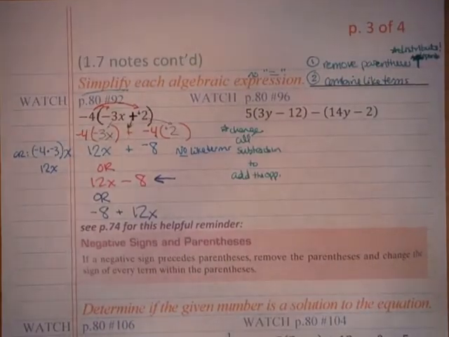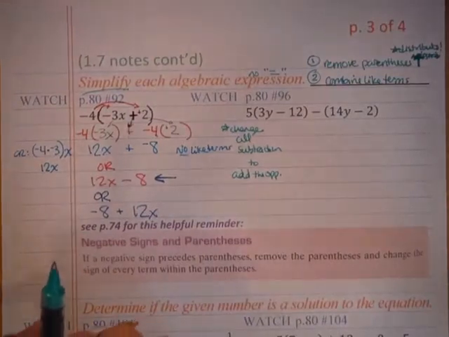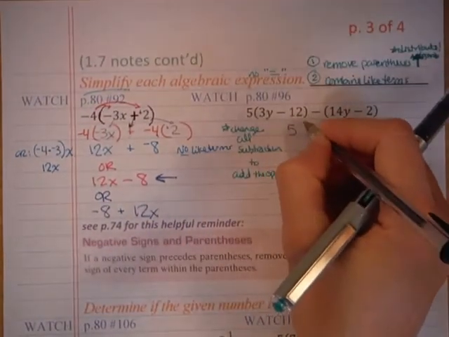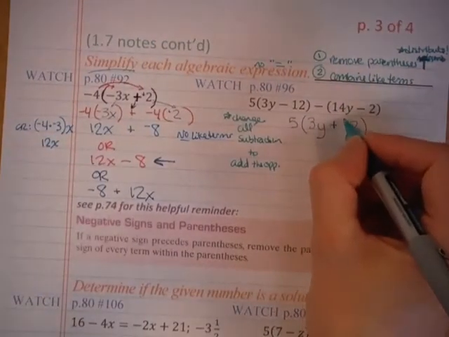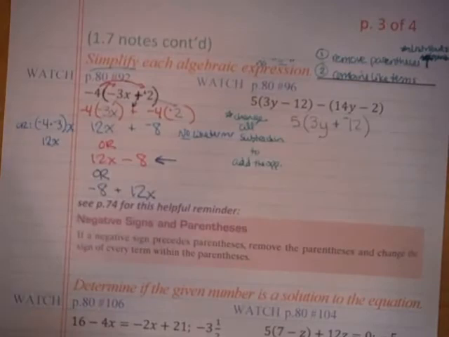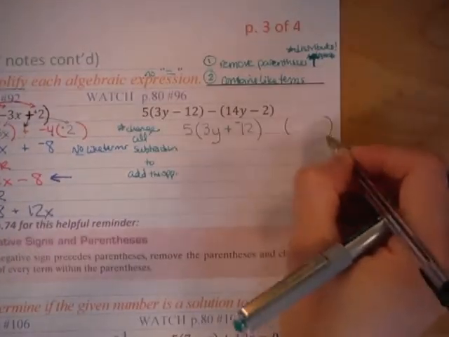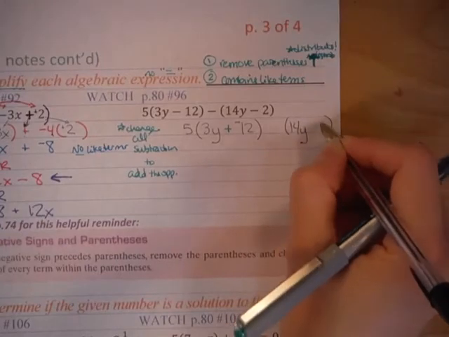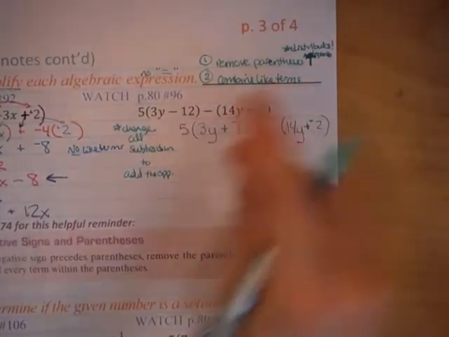So as I copy this, I've got 5 times 3y minus 12. So instead of the minus, I'm going to write that as plus a negative 12. Then over here in this parentheses, I've got 14y minus 2. So instead of that minus 2, I'm going to write that as plus a negative 2.